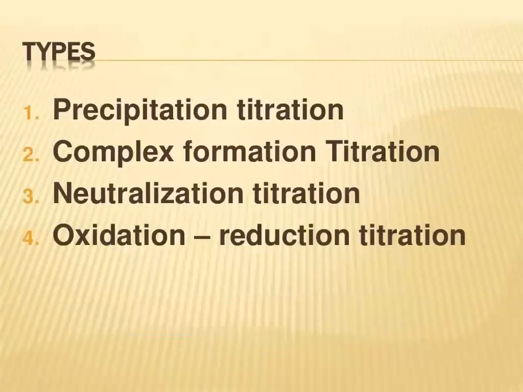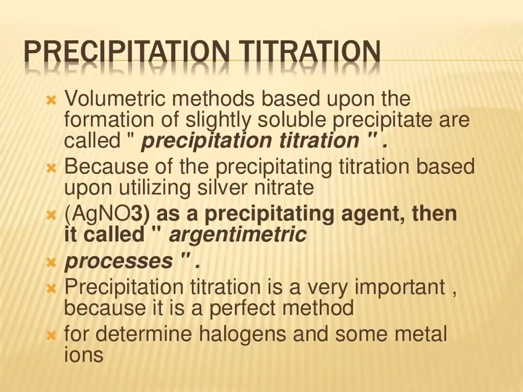So we will see the applications of potentiometric titration, that is precipitation titration, complexation titration, neutralization titration, and redox titration, that is oxidation reduction titration. First we will see what is precipitation titration. Volumetric methods based upon the formation of a slightly soluble precipitate are called precipitation titration. We have already studied this. So what is the precipitating agent? Silver nitrate. That is why it is called argentometric titration.